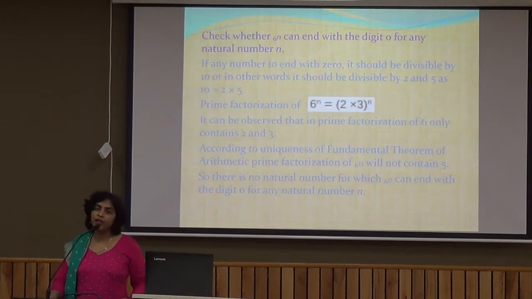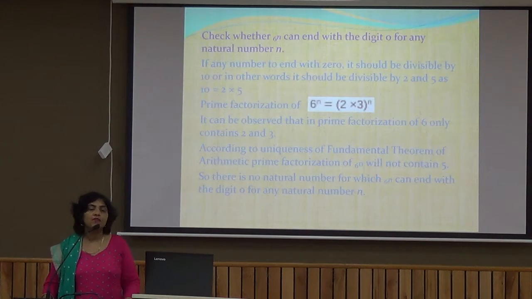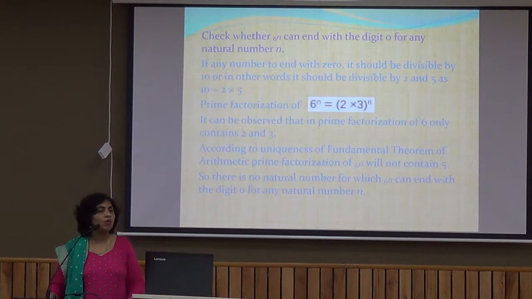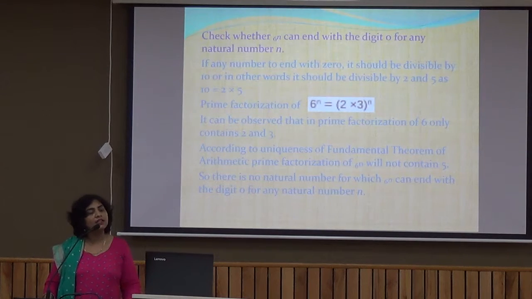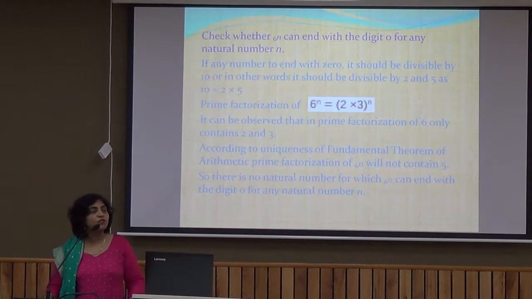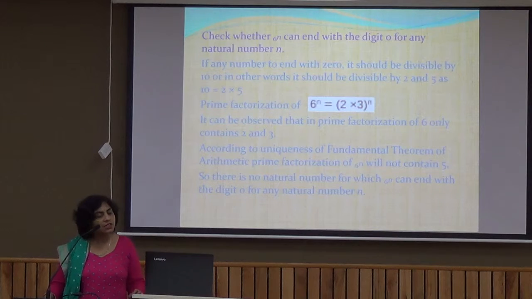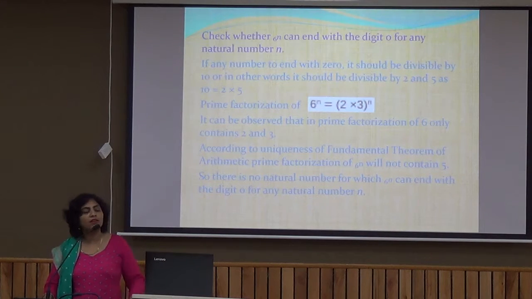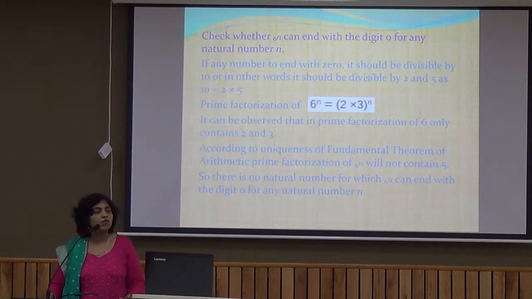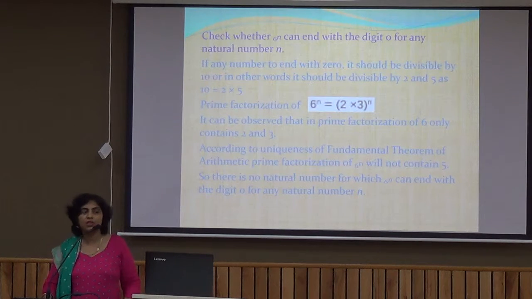Now with the help of the fundamental theorem of arithmetic, let us see whether 6 raised to power n can end with the digit 0 for any natural number n. For any natural number to end with 0, it should have 10 as a factor, and 10 contains the prime factors 2 and 5. That means it is mandatory that the number has 2 and 5 as prime factors. But our number 6 raised to power n has prime factors 2 into 3 raised to power n, or 2 raised to power n into 3 raised to power n.